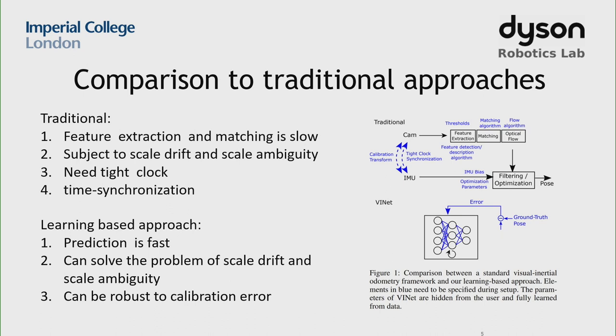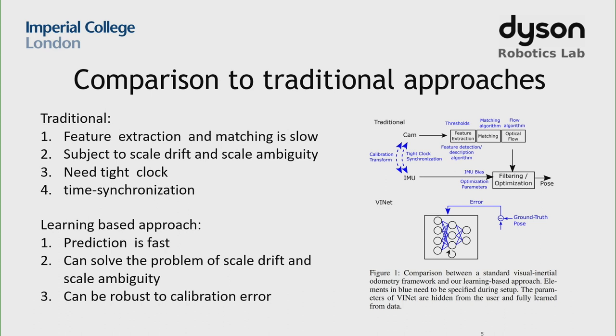So just to compare our learned model against a typical traditional approach: the traditional approach would require the feature extraction and matching, which I mentioned, which is incredibly slow when you run it on a mobile platform. It's also subject to scale drift and scale ambiguity, which is introduced from errors during the estimation process. Furthermore, traditional approaches need very tight synchronization between your sensors, and they cannot cope when you have any outliers.